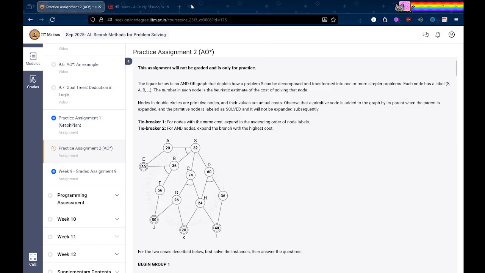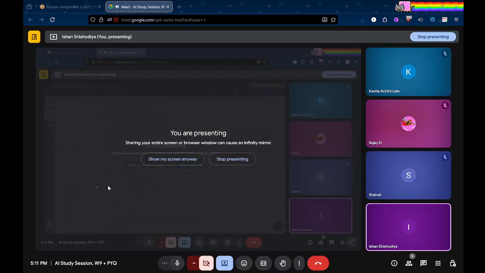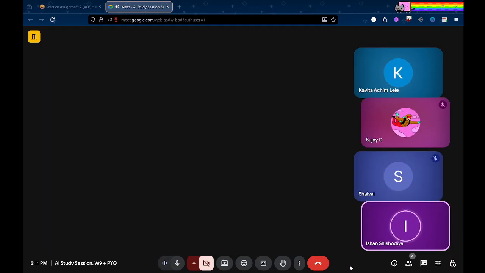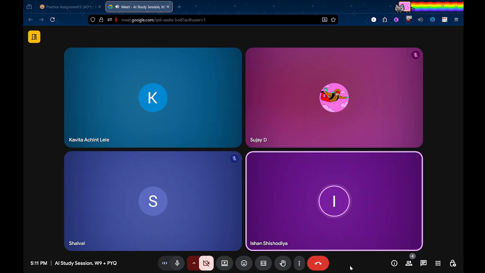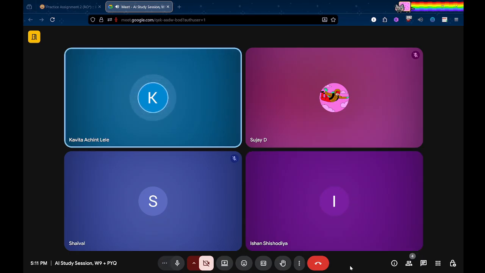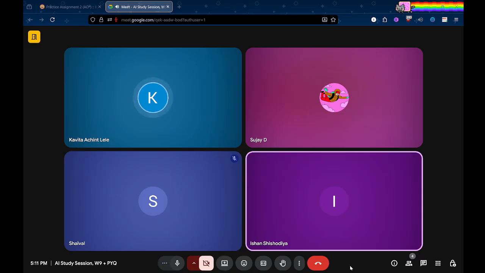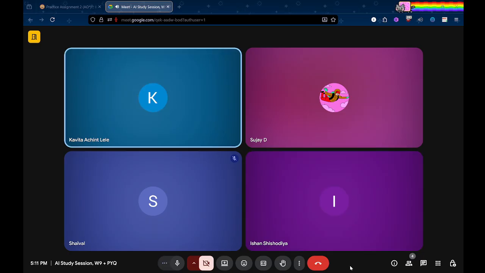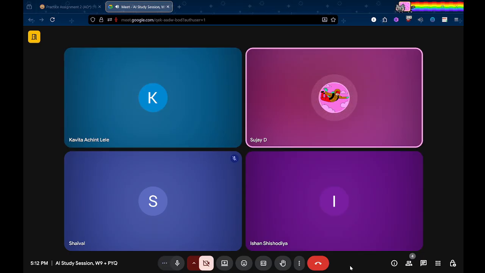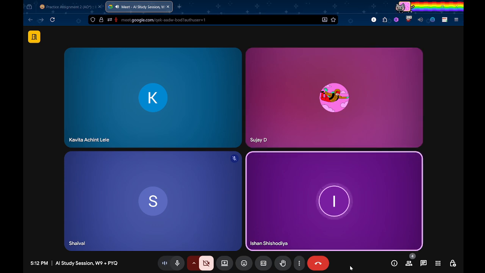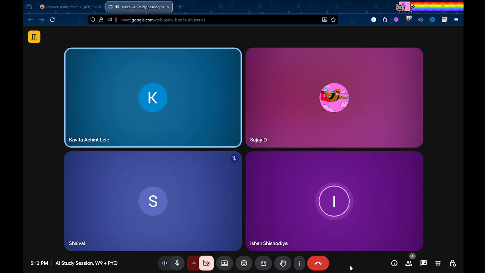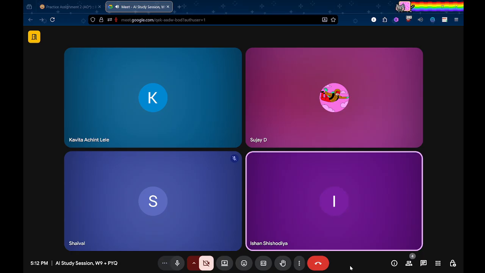Okay, so I think I am partially confident in AO star now, but graph plan I have to go through again. It's going above my head, actually. So Ishan, you are not taking another session for AO star and graph plan, right? Yeah, because we just did that, so anything now would be overkill. Maybe it will be better to practice through PYQs themselves.